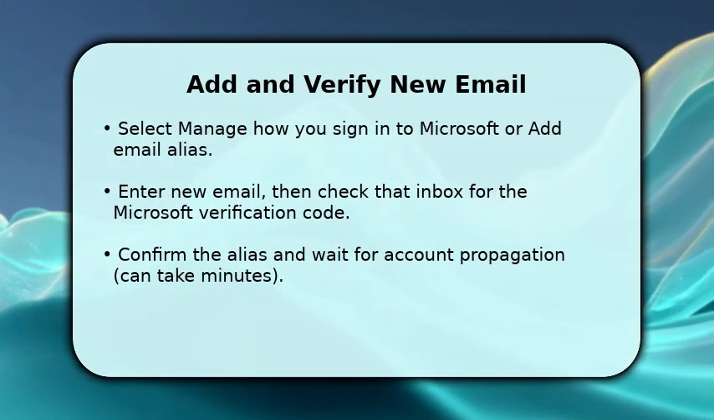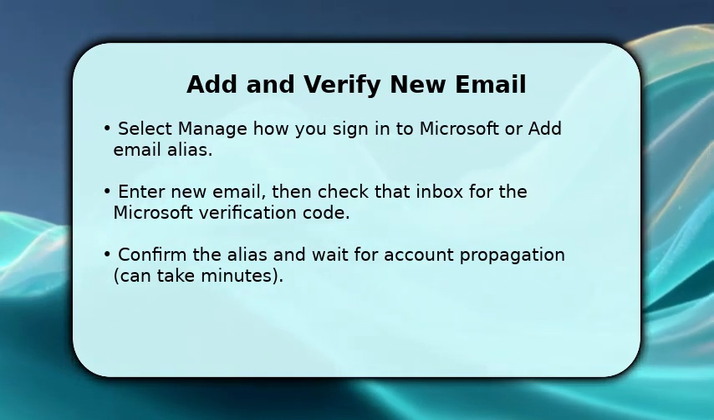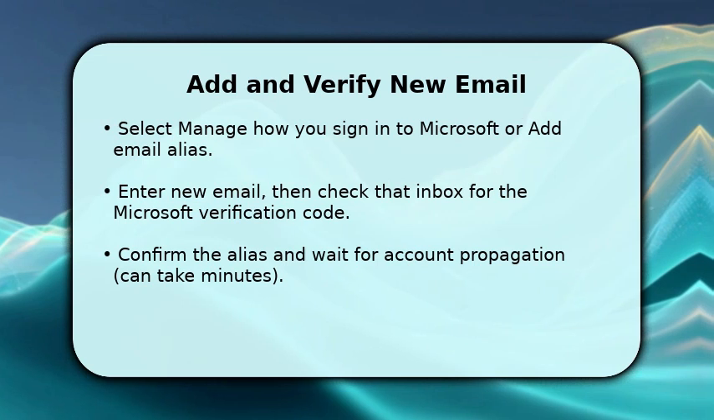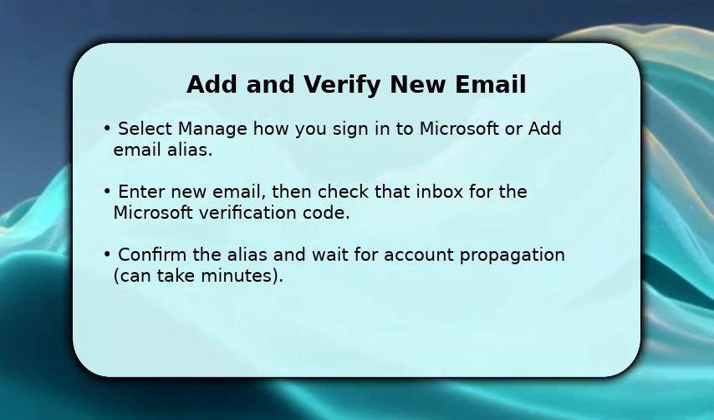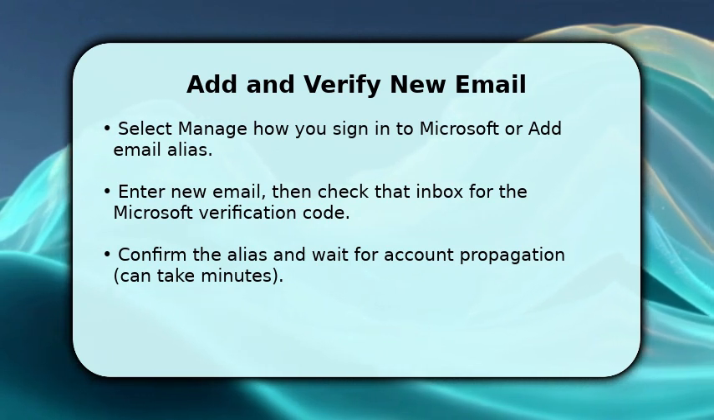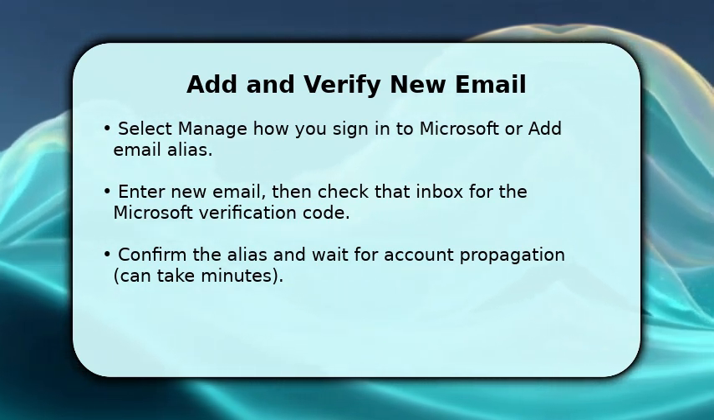Once in the aliases area, choose Add Email Alias and enter the new security email you want to use. You do this to create a recognized recovery contact. Make sure to open that email and copy the Microsoft verification code immediately because the link or code expires.